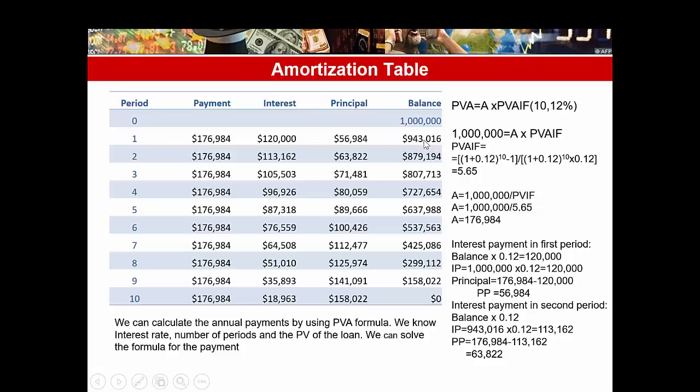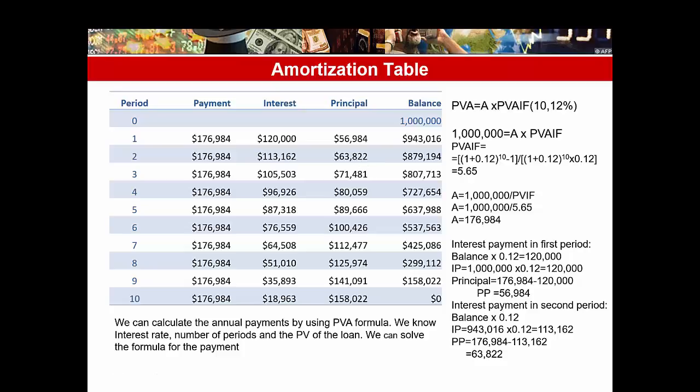$943,016. So from period 1 to period 2, interest is going to be charged on this $943,016, which is equal to $113,162. We are still making the same amount of payment. This time, principal grows to $63,822, because the difference between $176,984 and $113,162 is equal to $63,822. So this is the second principal.